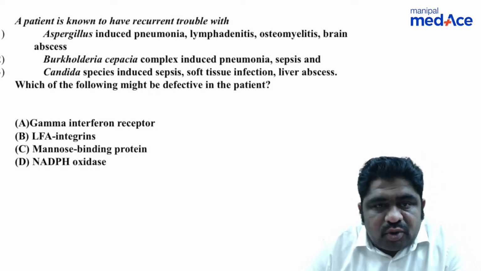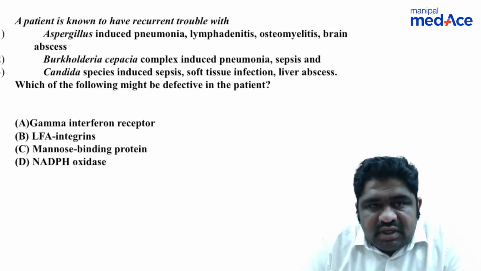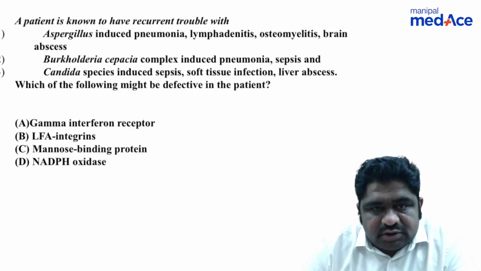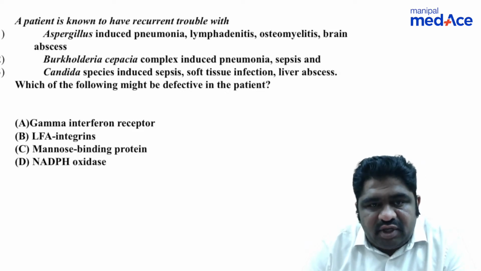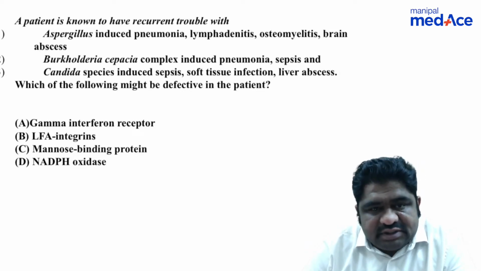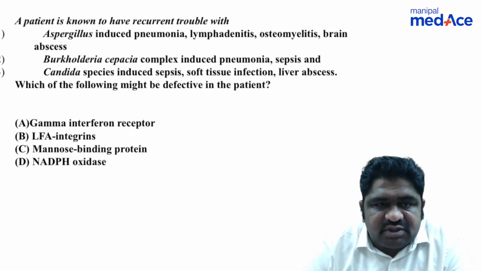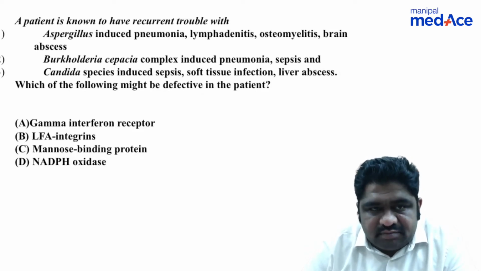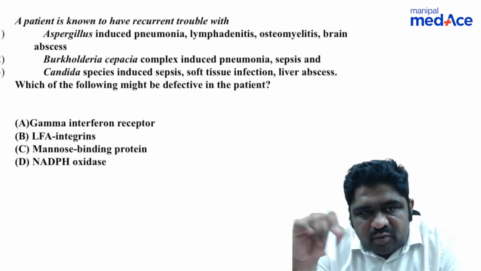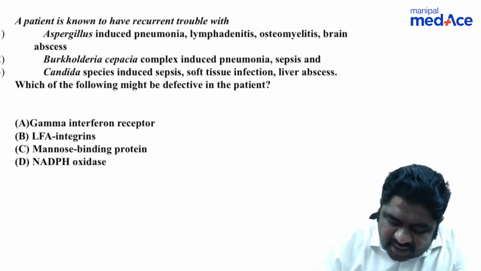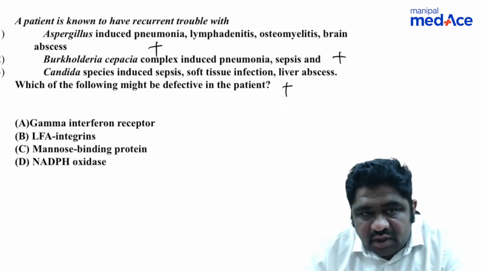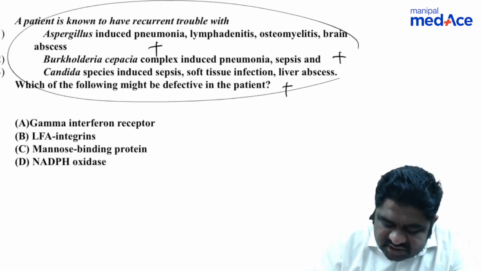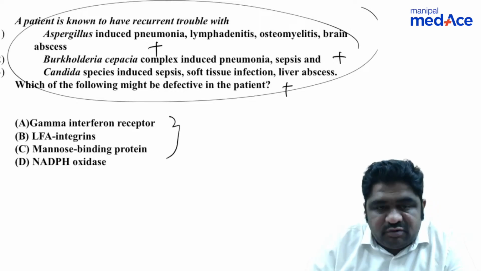A patient is known to have recurrent trouble with Aspergillus-induced pneumonia, lymphadenitis, osteomyelitis, brain abscess, and also is known to have Burkholderia cepacia complex recurrent infection that causes pneumonia, sepsis, candidal sepsis, soft tissue infection, liver abscess. Which of the following might be defective in the patient? He has recurrent Aspergillus infection, recurrent Burkholderia sepsis infection, recurrent candidal infection. So, among the following, which one will be defective in the patient?